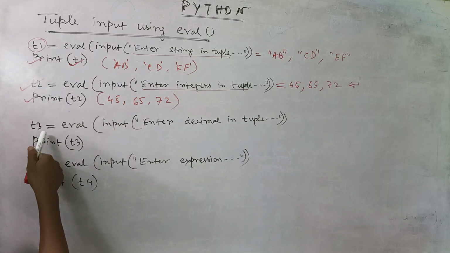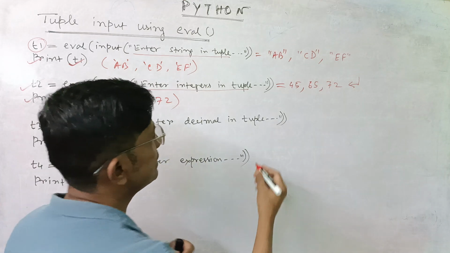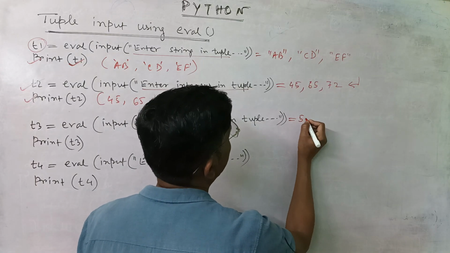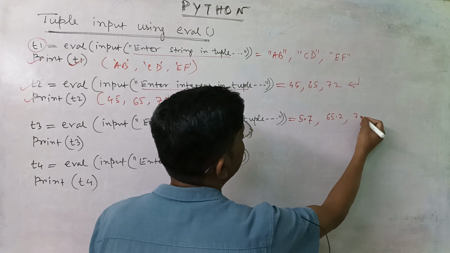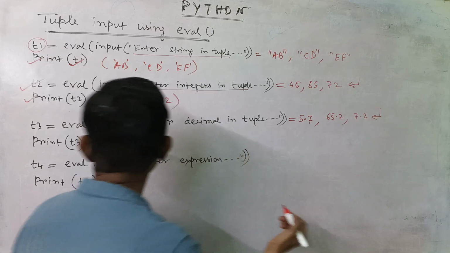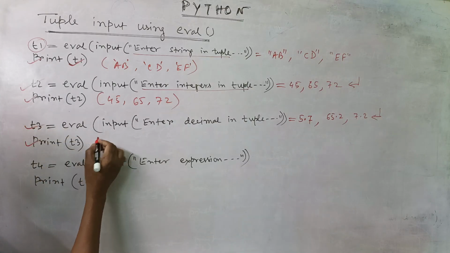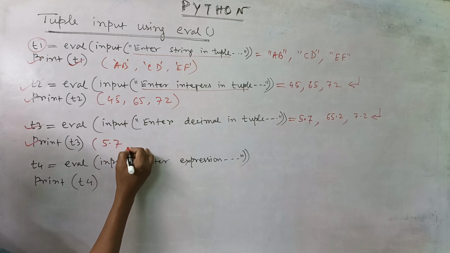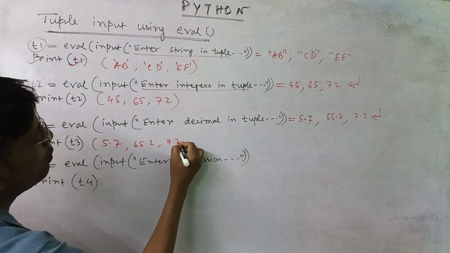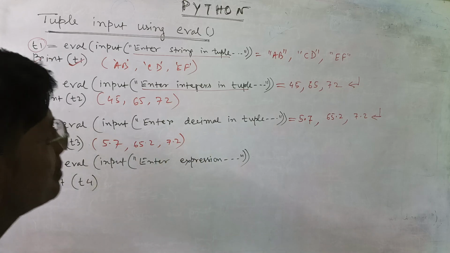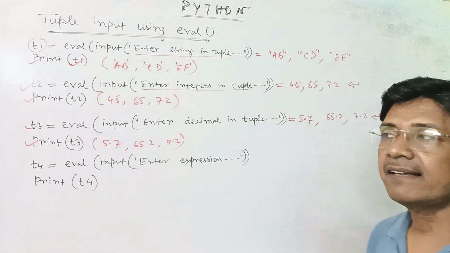Now the next one, T3 eval, again eval input, enter decimal values. You know how to write decimal values, suppose 5.7 comma 65.2 comma 7.2, enter. So what will you get? If you print this T3, your answer will be 5.7 comma 65.2 comma 7.2. This is how you can accept decimal or fractional values.